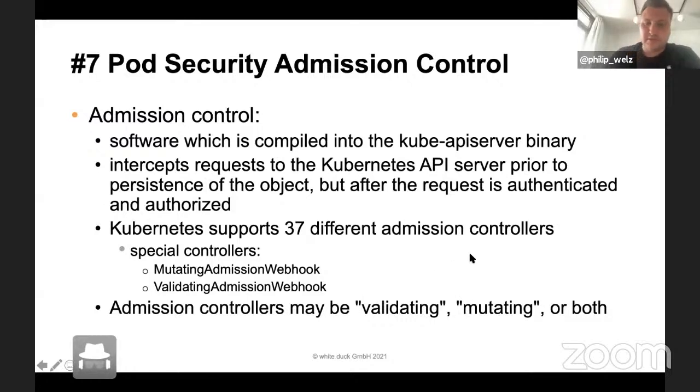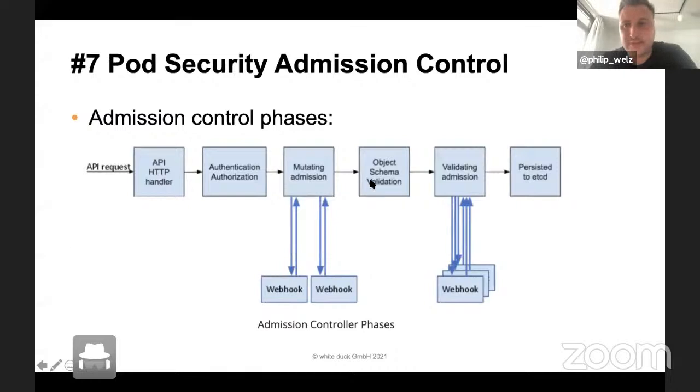And when we see this flow here, the admission control phases, that may be a little bit clearer for us. We have the API request here. We have the authentication, authorization, and then it's always like this, that mutating is before validating. So we have the mutating admission webhook. Mutating is like modifying the object. And then we have the validating, and then the persisting to etcd will happen.